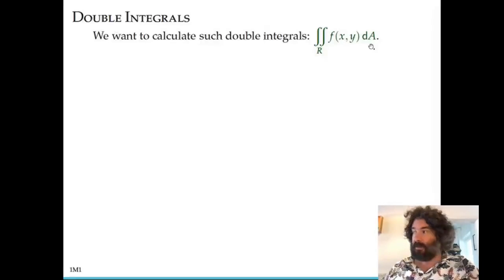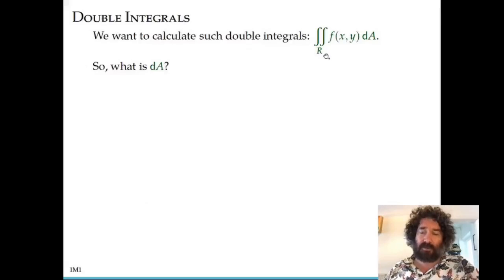So we want to be able to calculate this double integral over a region R. And remember, this would represent the volume above the rectangle, region R, and below the graph of the function f. How can we calculate this double integral using a method similar to the one-dimensional case?